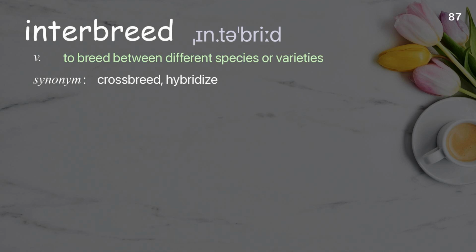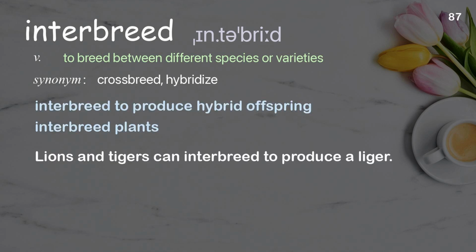Interbreed. To breed between different species or varieties. Examples: Interbreed to produce hybrid offspring. Interbreed plants. Lions and tigers can interbreed to produce a liger.